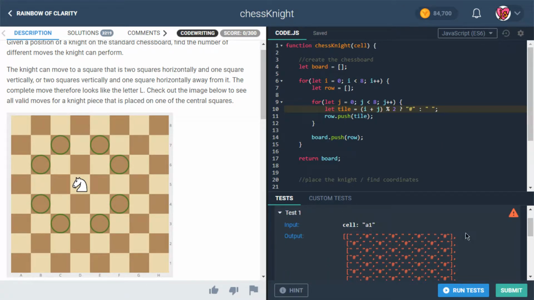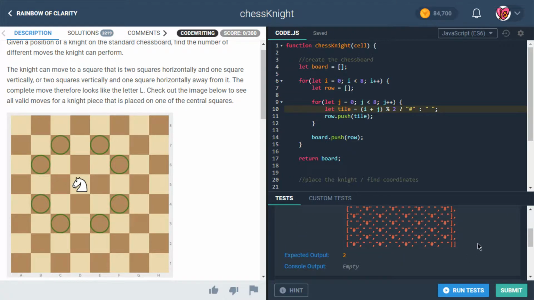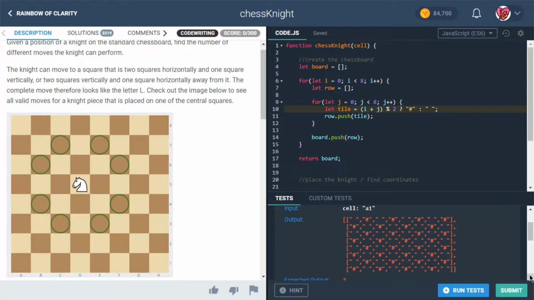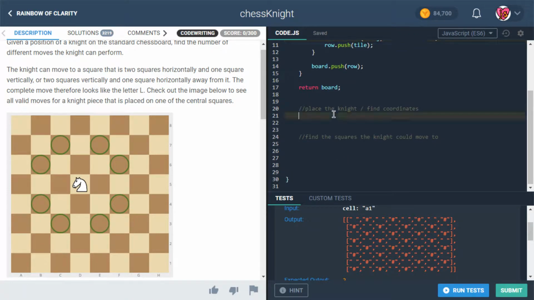And nice. Okay, so this is good. So this is looking a lot like a chessboard. That's awesome. Nice stuff. So right off the bat, we've got our chessboard. I think we're done with this first section over here, so that's nice. And then maybe we won't return the board anymore, just so that it'll keep going to the next thing, which is to place the knight and find its coordinates.